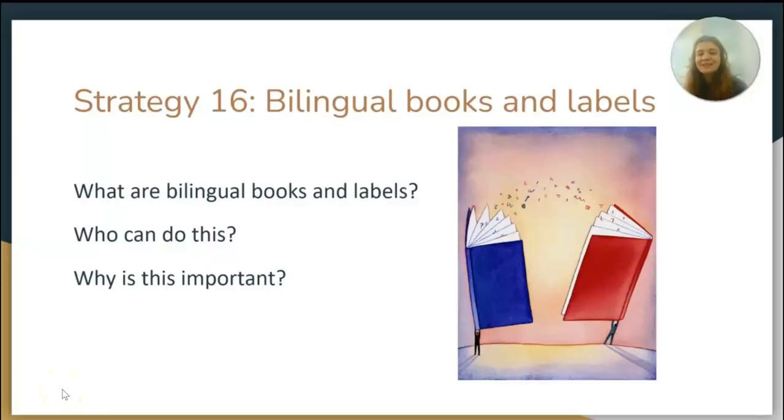Hi, my name is Allison. I am talking about Strategy 16, Bilingual Books and Labels. What are bilingual books and labels? Who can do this, and why is it important?